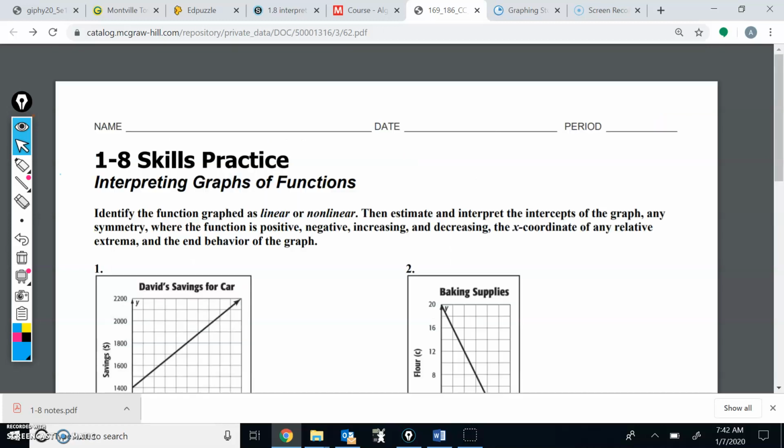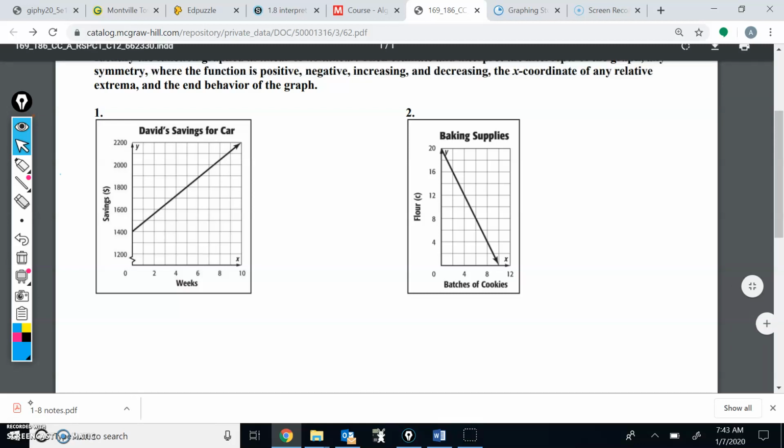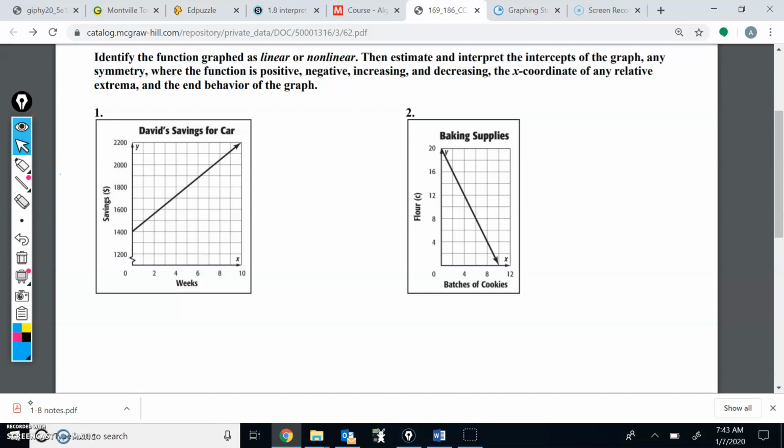In this case, number one, we have David saving for a car. The x-axis is time in weeks, so as the weeks go on, they get bigger. And the y-axis looks like the money that he has in his savings for the car. It starts at 1400 and then increases in a positive fashion, going up to infinity, basically. So now let's look at the questions we need to answer.